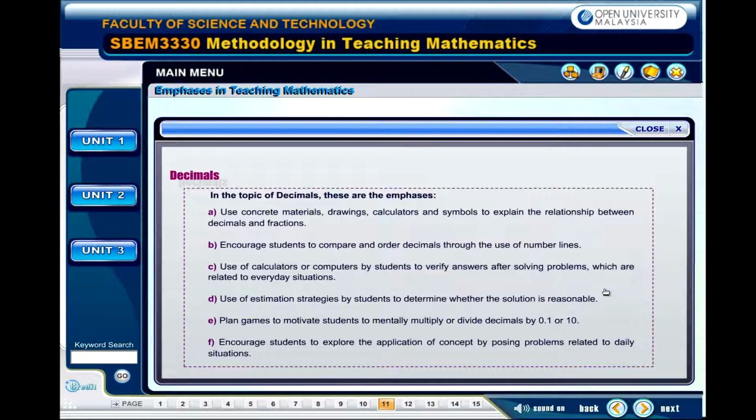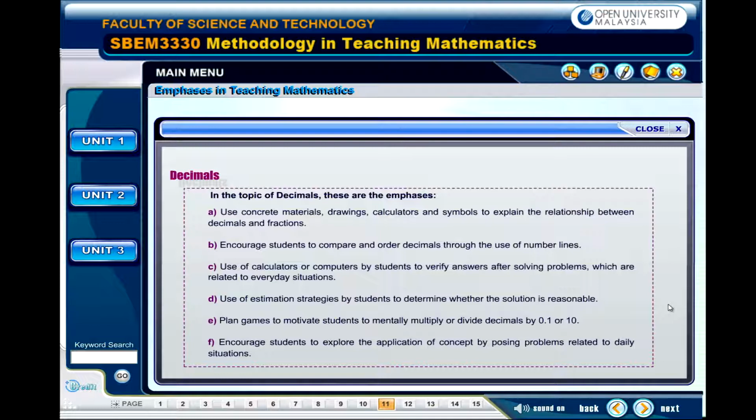In the topic of decimals, these are the emphases. A. Use concrete materials, drawings, calculators, and symbols to explain the relationship between decimals and fractions. B. Encourage students to compare and order decimals through the use of number lines. C. Use of calculators or computers by students to verify answers after solving problems which are related to everyday situations. D. Use of estimation strategies by students to determine whether the solution is reasonable.